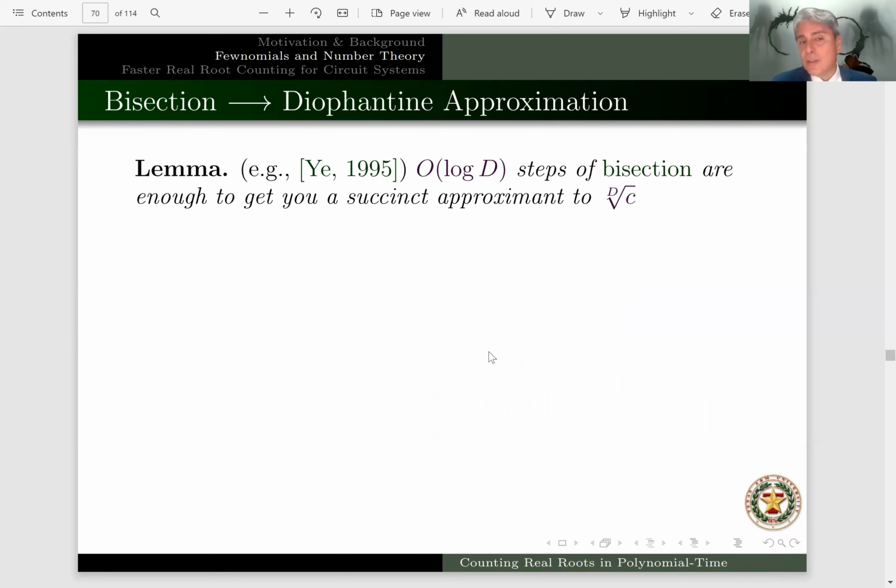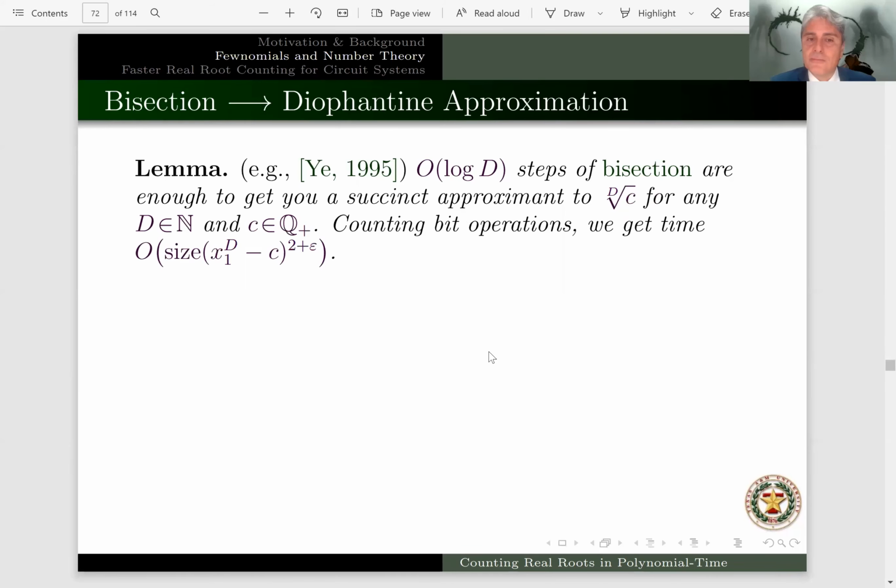So there's a lemma you can go back to. Yes, certainly derive this, but it's probably been known earlier. If you want to take a dth root of a positive real number, you basically need about log d many steps of bisection in order to get an approximate root in the sense of Smale. In other words, a place where you can start Newton iteration to get fast accuracy.